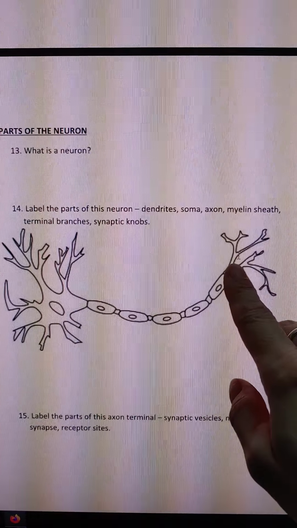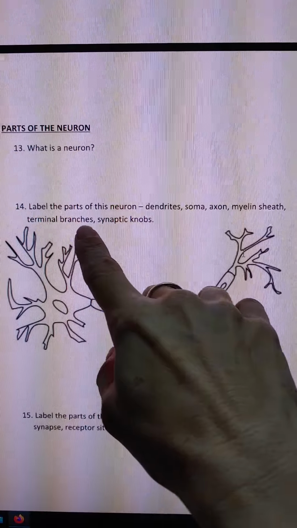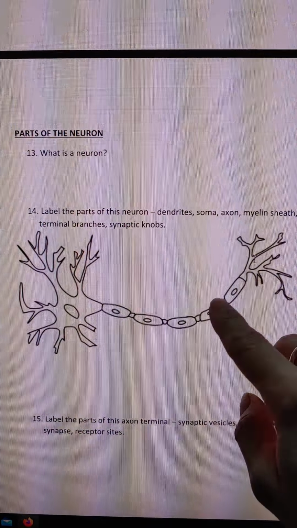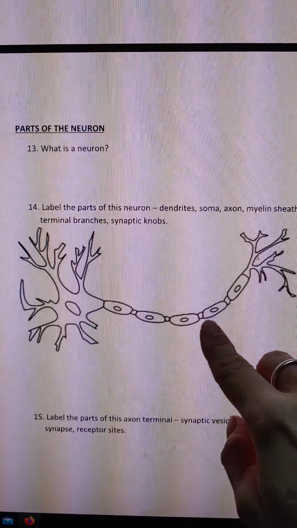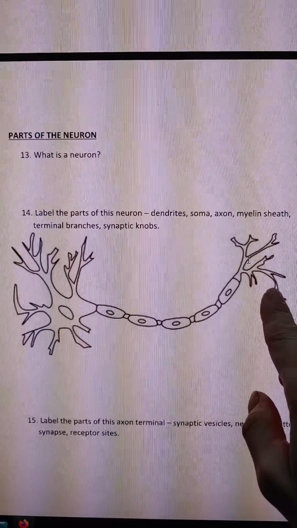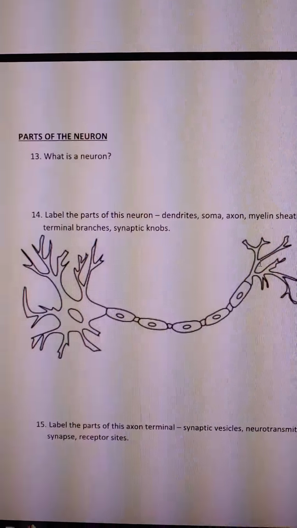At the end of the axon, it branches off into these terminal branches, okay? It branches off like a split end of your hair. This allows the one message being sent along this neuron to go to many other cells at once. All these endpoints are communication spots for other cells.